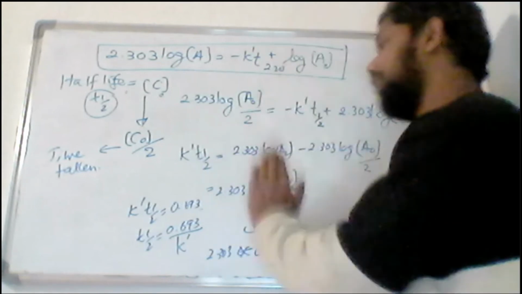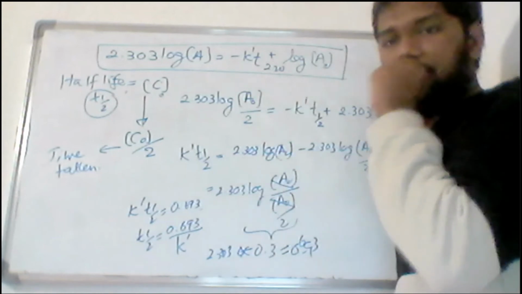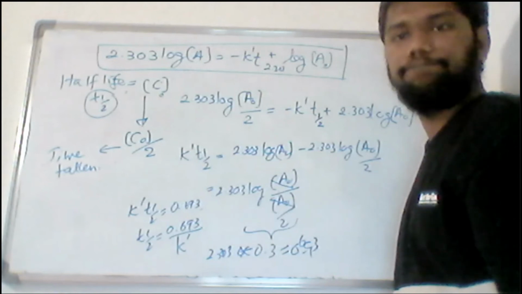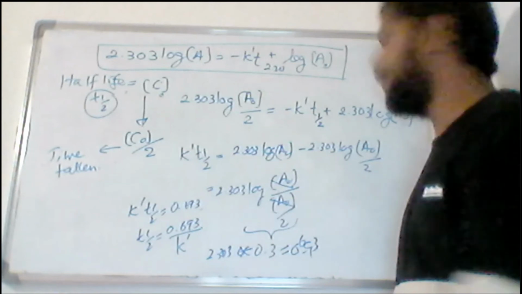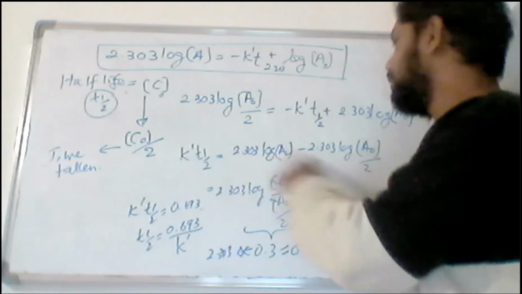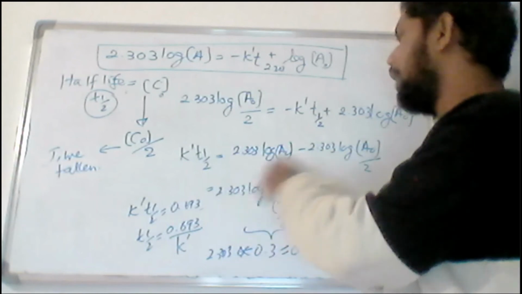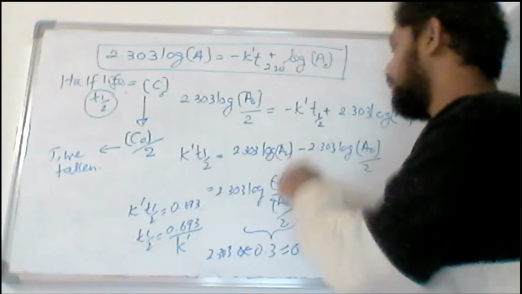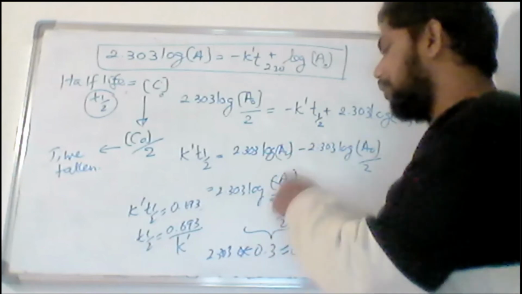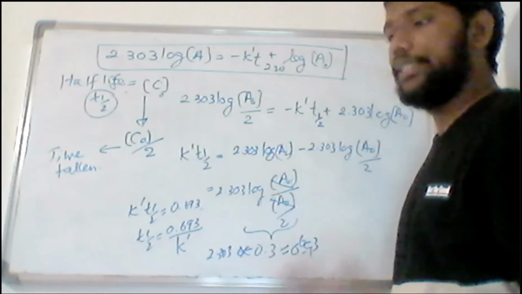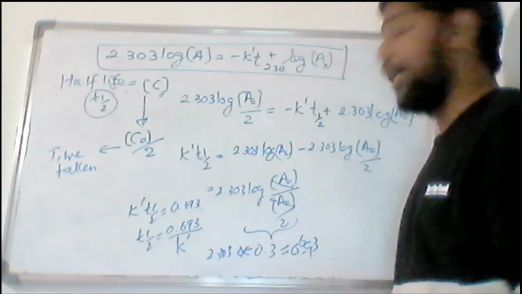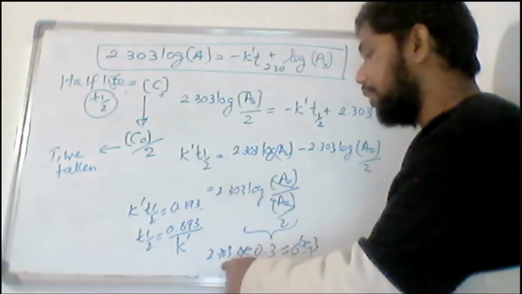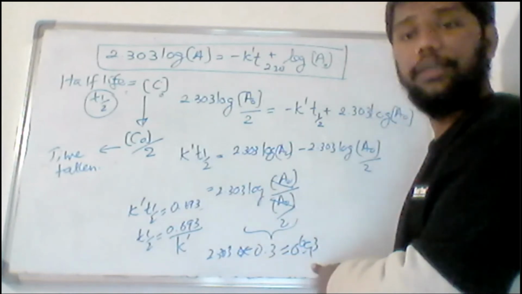So did you get this? Okay, I have one answer saying yes. What about others? And here you should know how to solve the log. So 2.303 I can take out. Log A naught minus log A naught by 2 means when there is a log minus, it will be dividing. So when you divide this, it will be log 2. You can check log 2 in your logarithm book, and you will see it is around 0.3. Multiply this by 2.3, and you will get the answer 0.693.